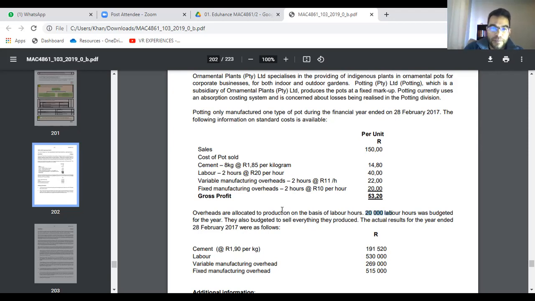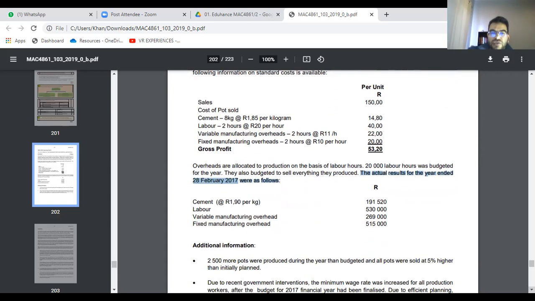Very, very important. They're telling you they also budgeted to sell everything they produce. So that means sales equals production. There's no difference between production and sales units. And now they're telling you that actual results for the year ended were as follows. Very important to take note that generally actual will be given as a total, so there's no need for you to calculate anything.